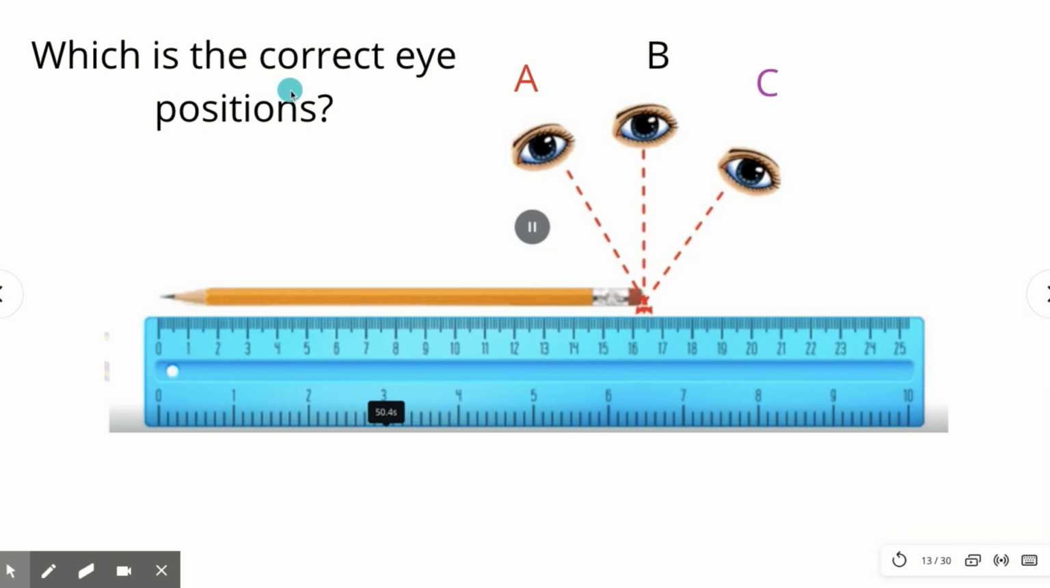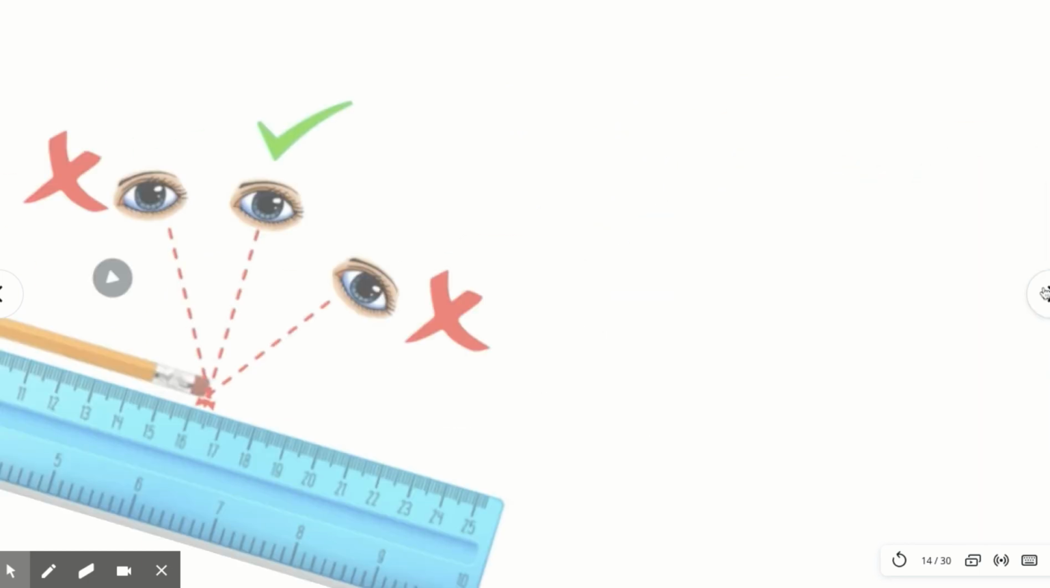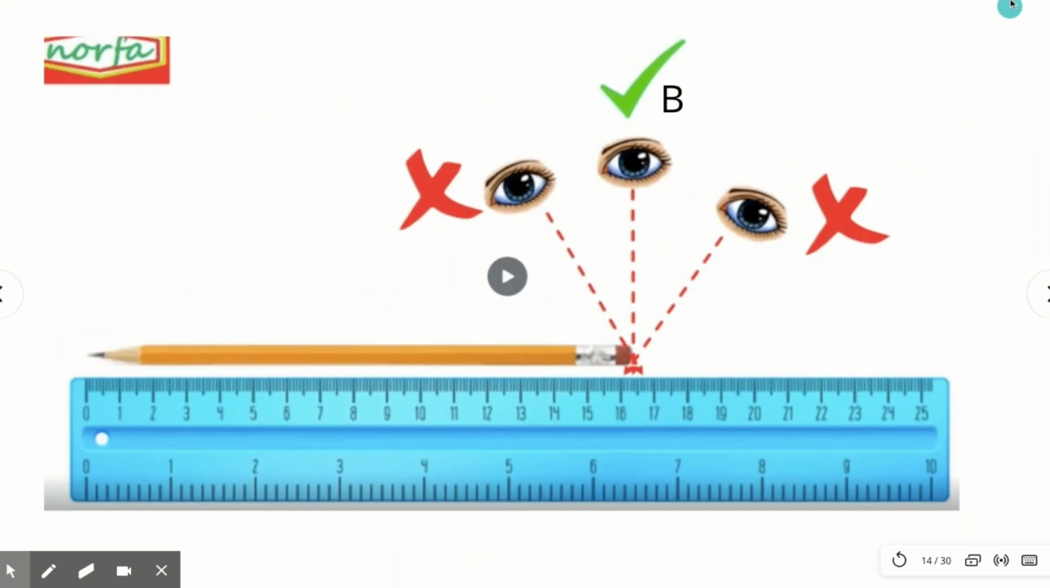So which is the correct eye position? What do you think is the correct position? Is it A, B, or C? Yes, it is B, isn't it? So this is the correct position for you to measure the length of the pencil.